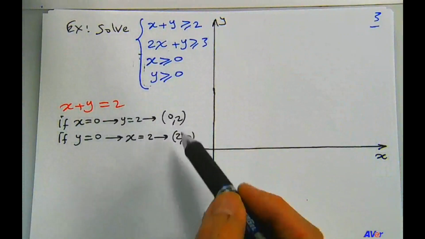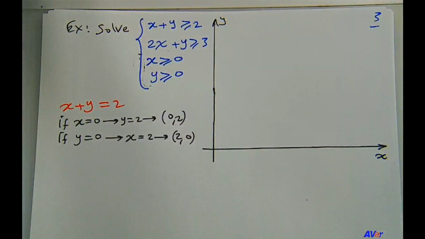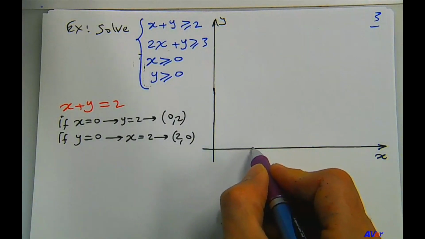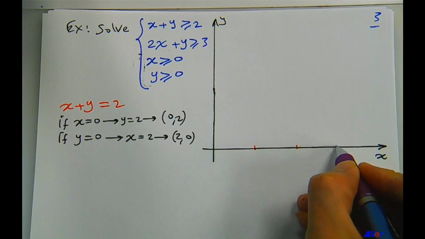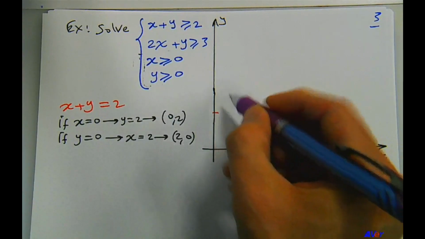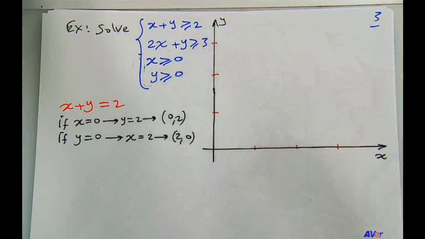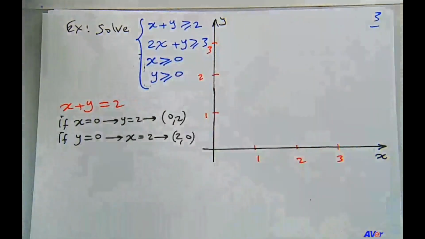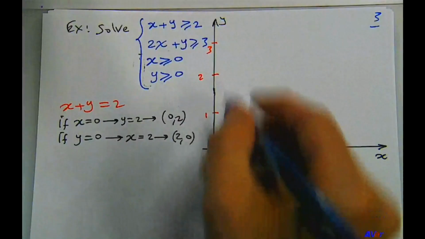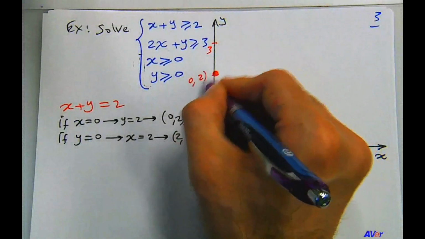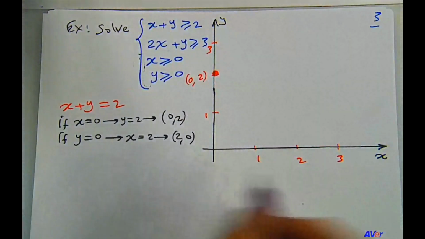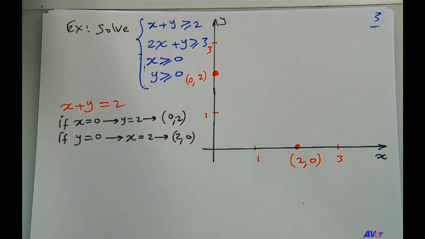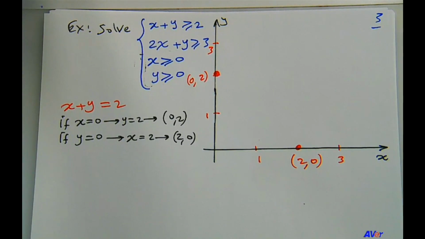These are, once again, easy small numbers to work with, so I'm going to make them large. I guess that would be 1, 2, 3, and then 1, 2, and 3. That's all we need, up to 3. Okay, (0, 2) would be that point, right? The y-intercept. And (2, 0) would be this spot. And we can draw a line right through those.